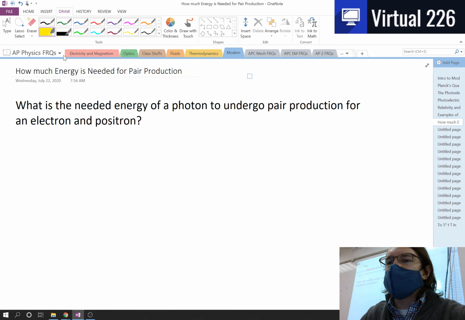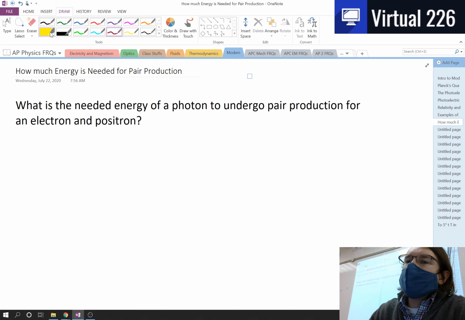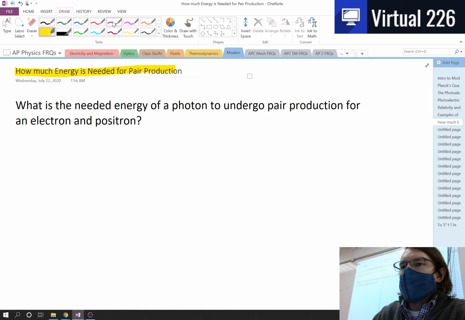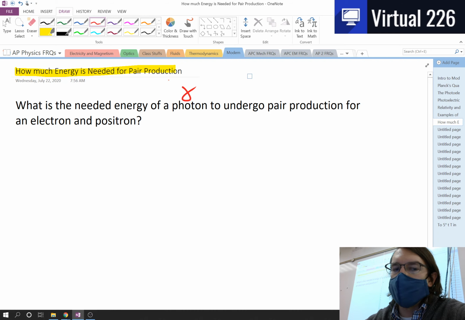We need to create antimatter and destroy the world. We wouldn't really destroy the world. We can't create that much of it. Anyways, let's come up with a solution to how much energy is needed for pair production to create an electron and its counterpart, a positron. So, how much energy would a photon need to undergo pair production for this electron and a positron?